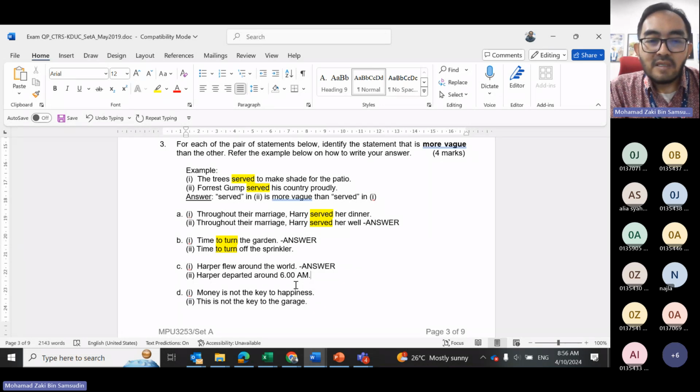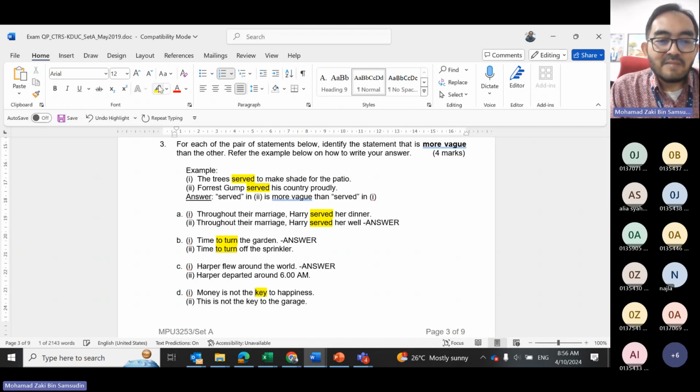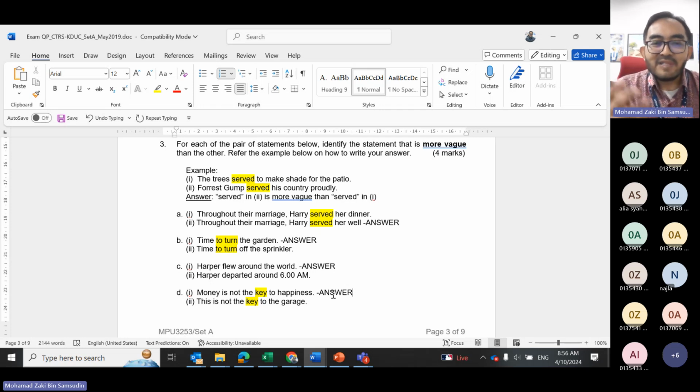Last one over here, money is not the key to happiness. This is not the key to the garage. So this is key. Mana yang lebih vague? Mana yang lebih tak jelas? Mana yang lebih jelas? Okay. Yang more vague is definitely also the first one kan. Because kunci kejayaan. Apa tu sebenarnya kunci kejayaan tu kan? So dia abstrak kan sifatnya.